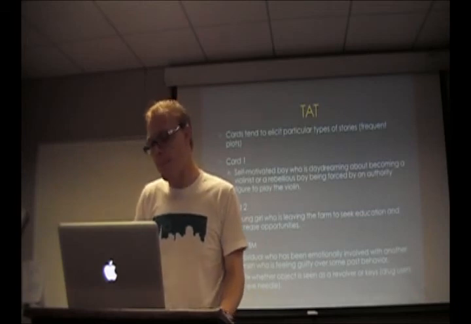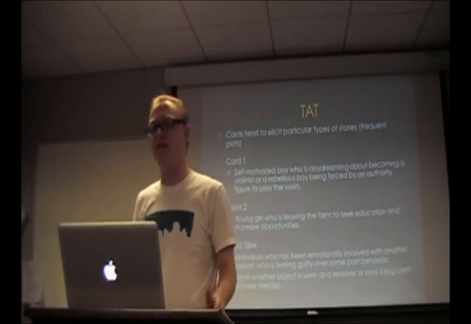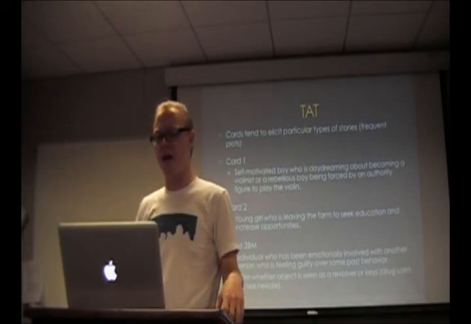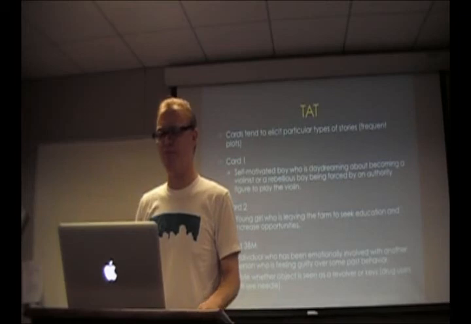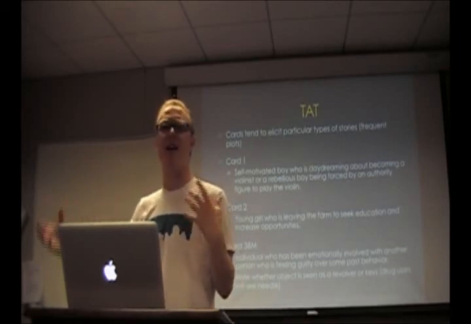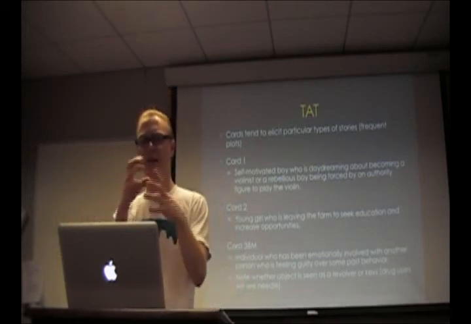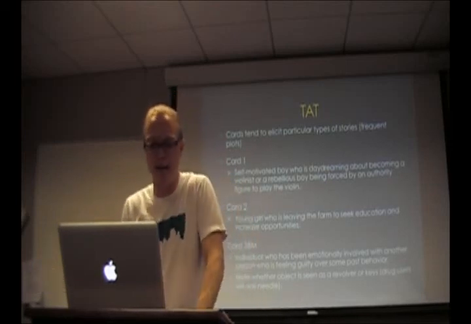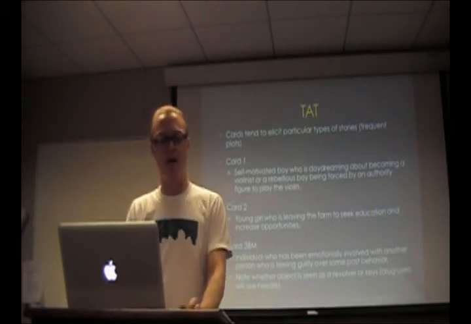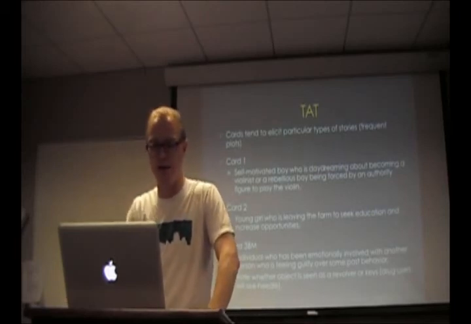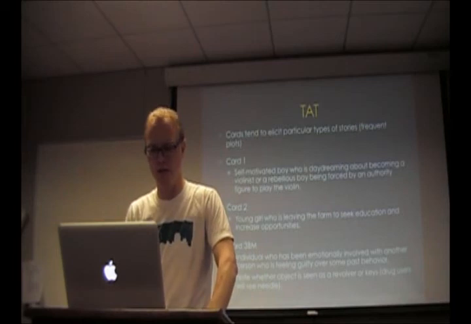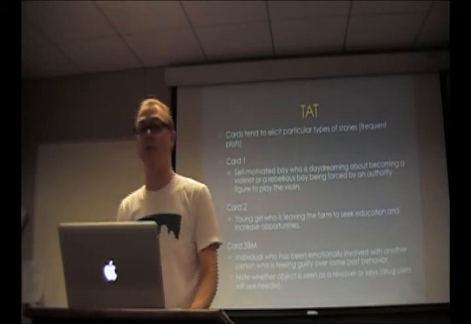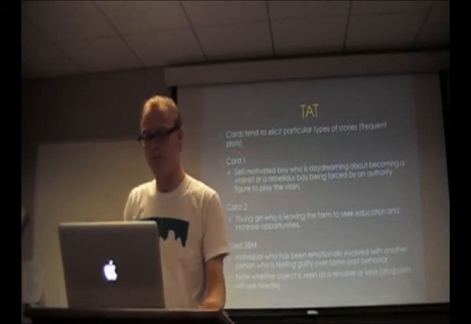Card 3 BM is the one where there's, I guess, a person, it looks like she, you can't really see her face, she's on a stoop of some sort, and there's an ambiguous object next to her hand. The common themes are individuals that are emotionally involved with another person, so it's a lot of feelings of guilt over past behavior, like she's ruminating.